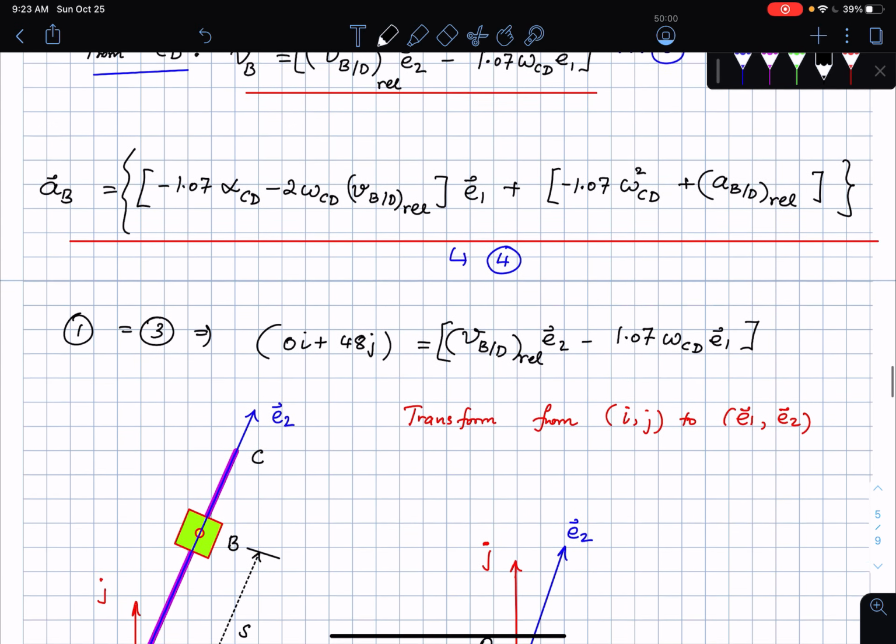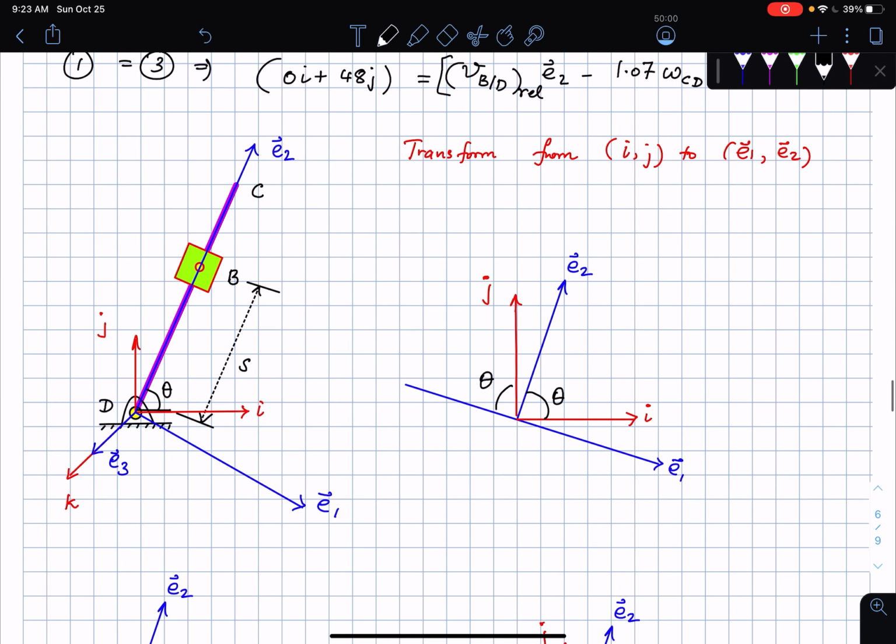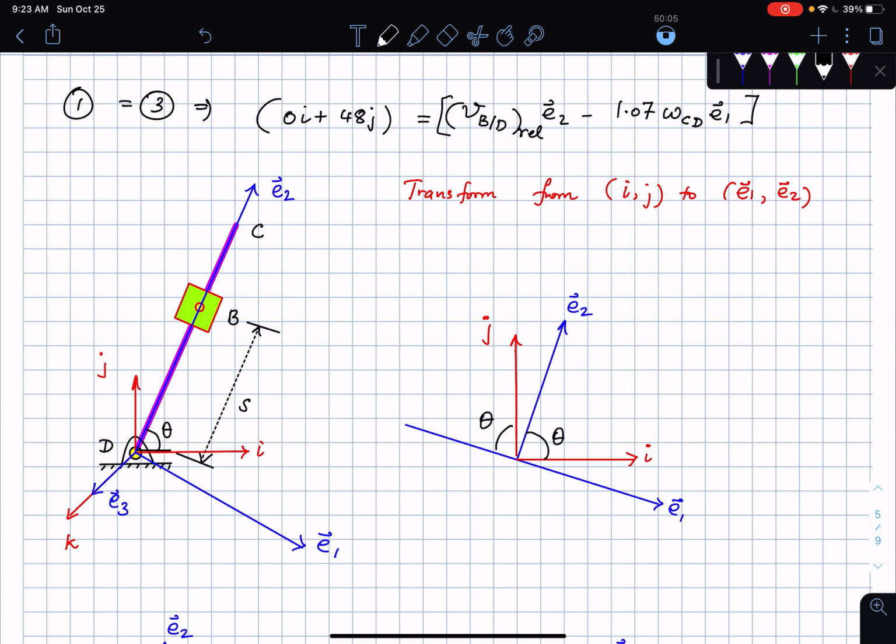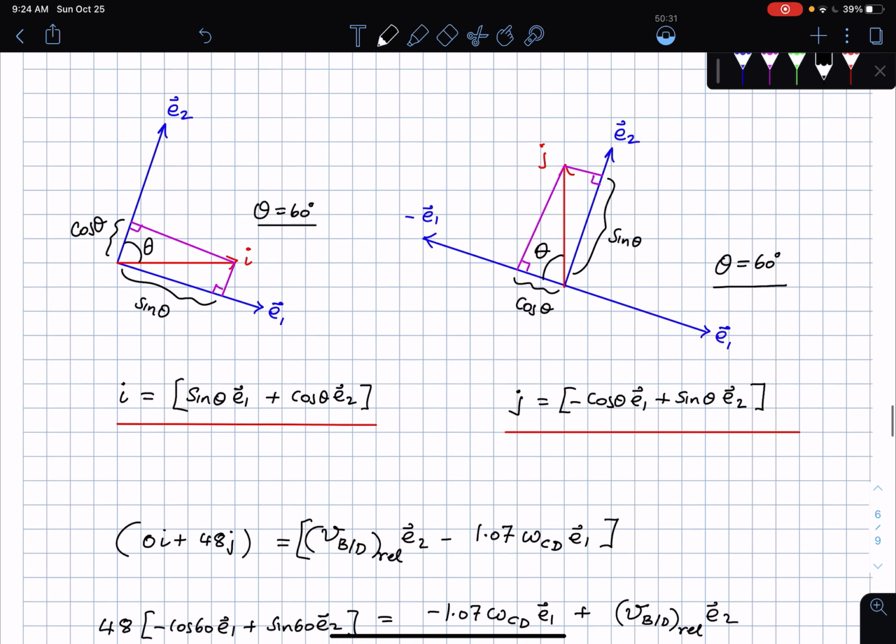But before I do that, I have to do a coordinate transformation. Am I going to go from E1, E2 to I and J, or vice versa? I go from I and J to E1 and E2 because that is easier for me, but either way is fine. If you want to make your problem a little longer, you can use the coordinate transformation from E1 and E2 to I and J. But for me, this is shorter because I have two unknowns, one in E1 and one in E2. Then I just transform J into E1, E2, and I equate the E1 and E2 terms on both sides. That's exactly what I'm doing here.